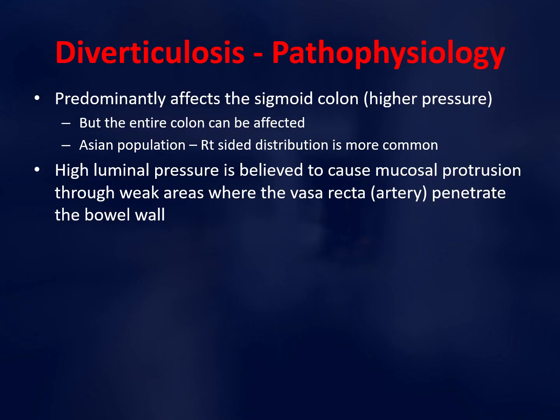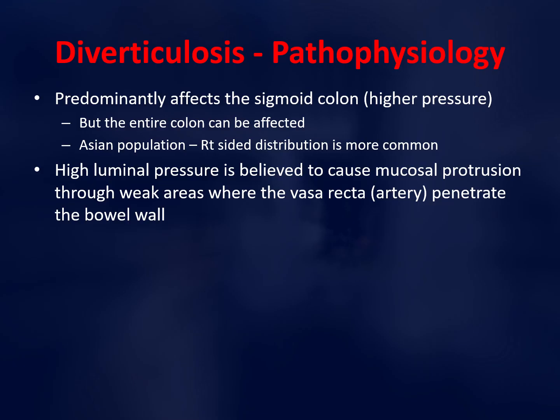So diverticulosis occurs most frequently in the colon and predominantly in the sigmoid colon, because it is thought that this is where we have the higher pressure from intraluminal stools, due to the anatomy of the sigmoid colon. So it is mostly affected, but we know that the entire colon can be affected, and in the Asian population, the right-sided distribution is more common.